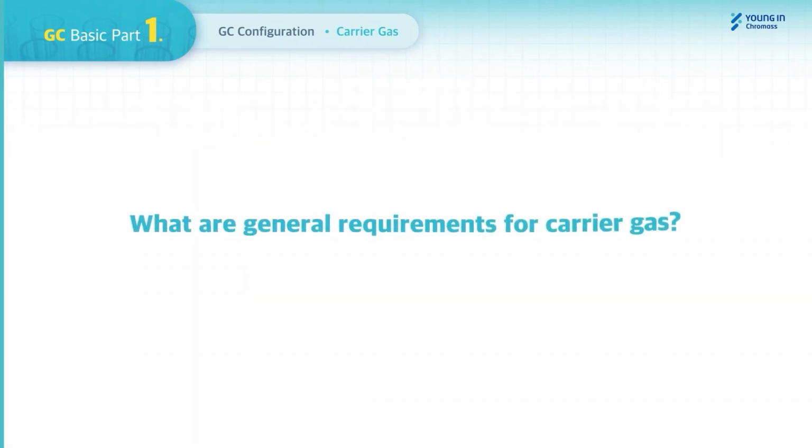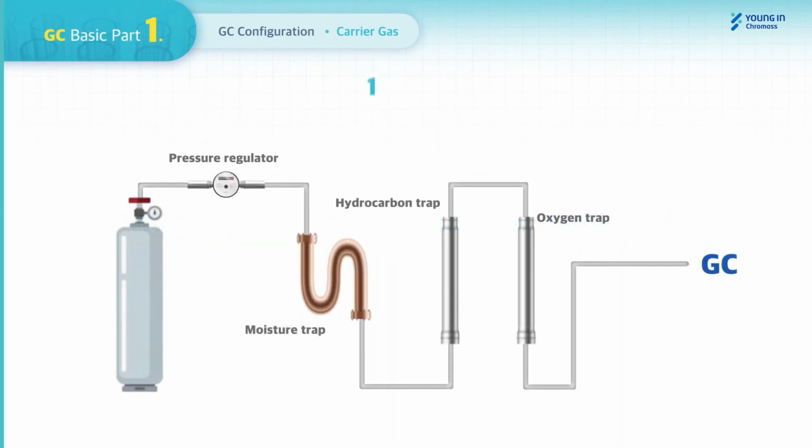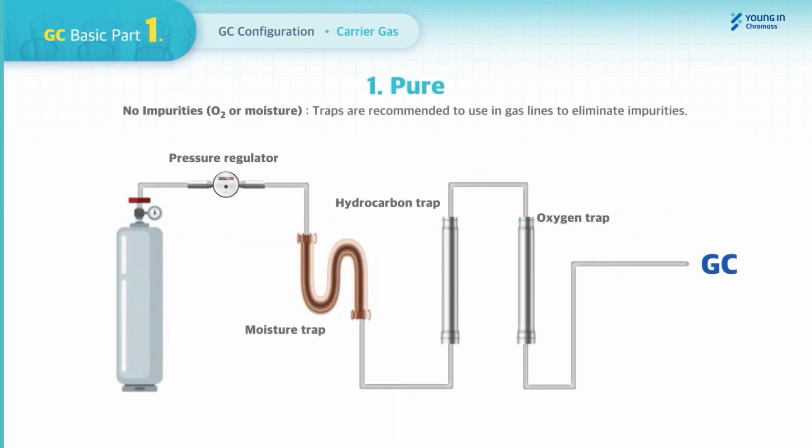What are general requirements for carrier gas? First, carrier gas should be pure. Pure carrier gas means there are no impurities in it. To keep the purity of carrier gas, traps are recommended to use in gas lines for the removal of impurities such as moisture, hydrocarbon, and oxygen. Carrier gas must have a high purity standard of not less than 99.9995%.